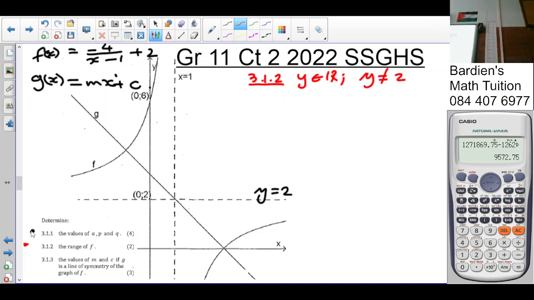Okay. The next question says the value of m and c if g is the line of symmetry of the graph. There are two lines of symmetry. You have the one with the positive gradient, y is equal to positive x plus c, and the one with the negative gradient, y is equal to minus x plus c. Which one is this one? For the negative gradient, y is equal to minus x plus c. So if you look at the g of x graph, I need a point that lies on this graph. Do we have such a point? Yes, but we need to calculate it.